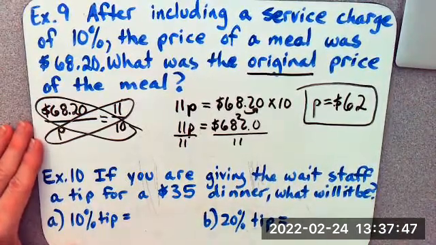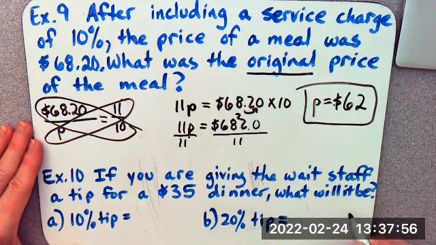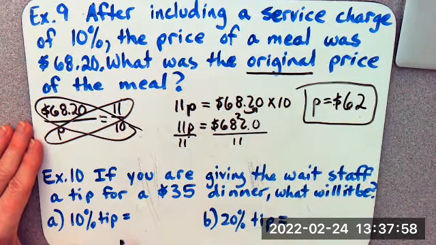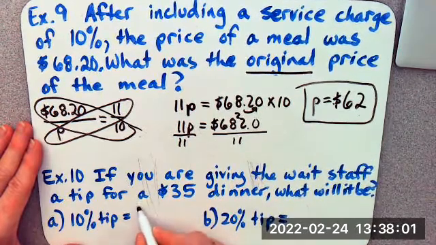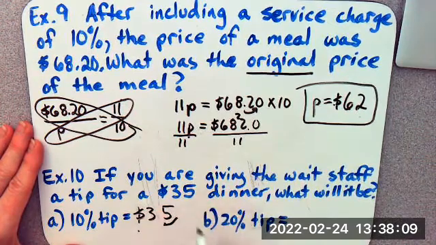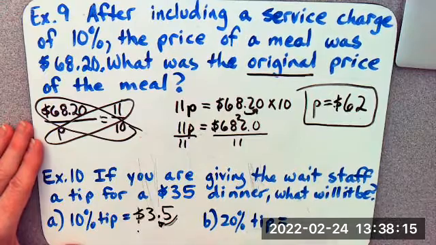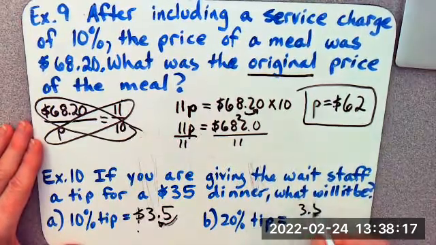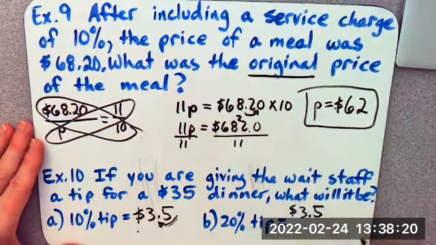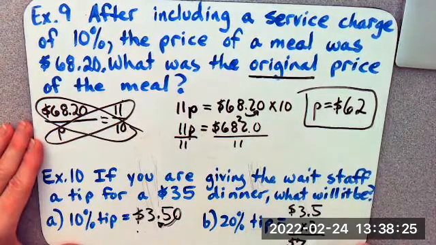Okay, so the last one is, if you are giving the wait staff a tip for a $35 dinner, what will it be? So you just move the decimal over 1 spot. So $35, you just move the decimal 1 spot. So if it was $35, you move it right here, boom. So 20% is just this times 2. So $3.50 times 2. So that gives you $7.